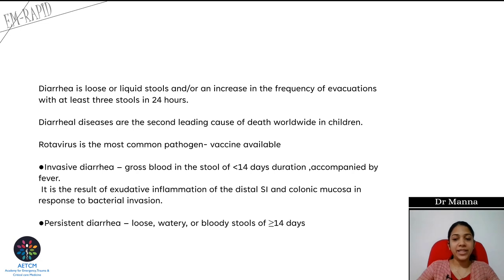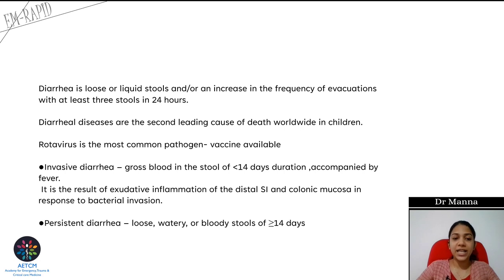Diarrhea means loose stools. At least 3 loose stools in 24 hours is known as diarrhea. It is one of the second leading causes of death in children, and the most common cause is rotavirus. But since the rotavac vaccine is available now, the incidence has reduced.